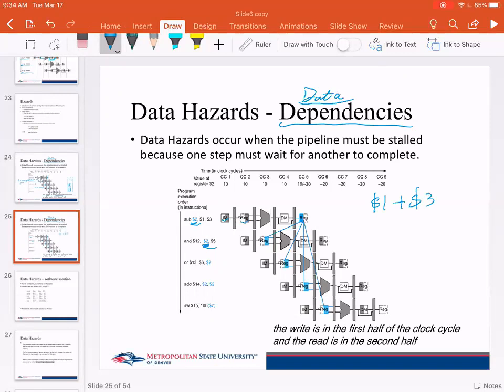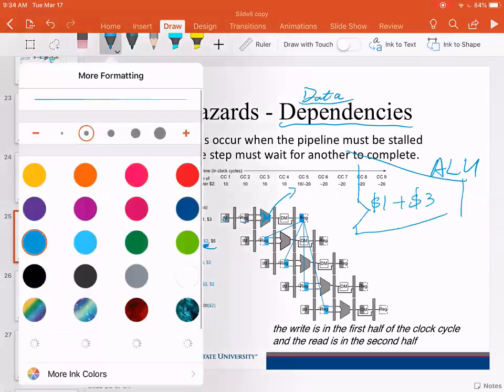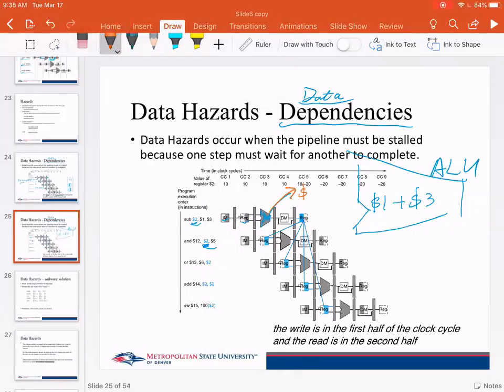But this process is actually done by the ALU, so it is performed inside of the ALU. And when the ALU finishes the calculation, then you should have $1 plus $3, or $1 subtract $3, ready for us to use. Right? Immediately after the ALU finishes the calculation.